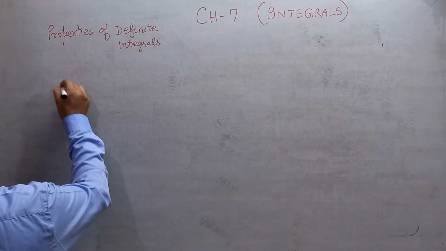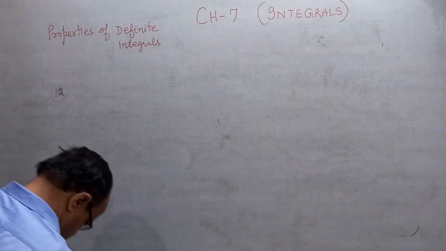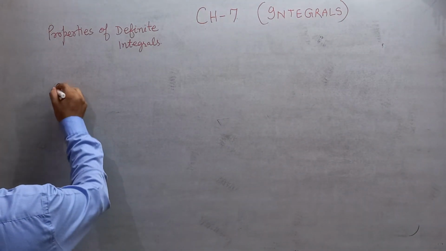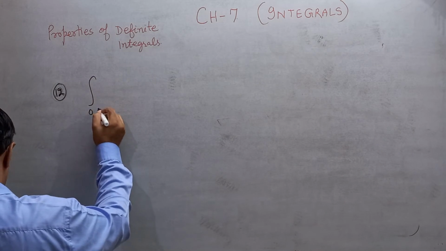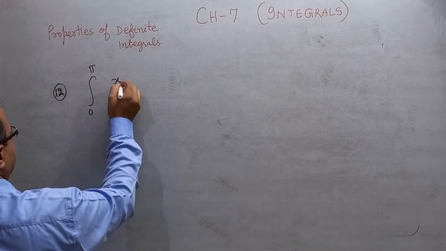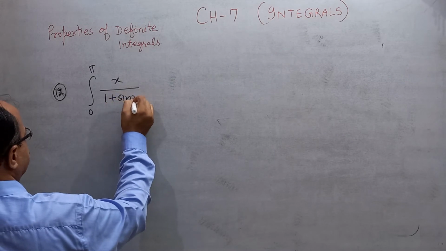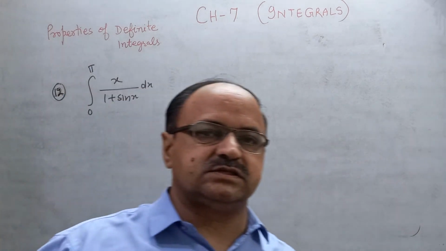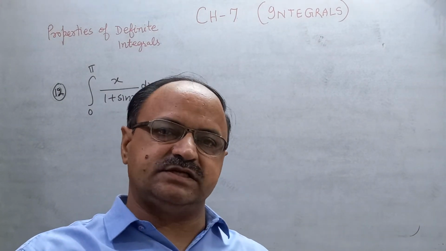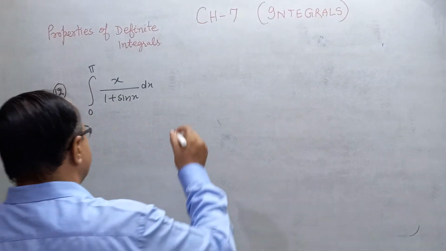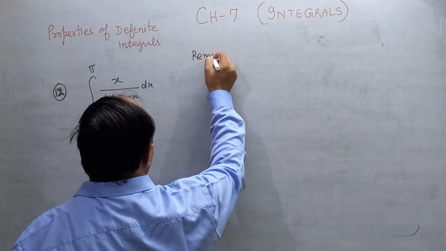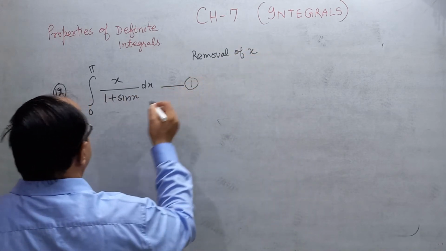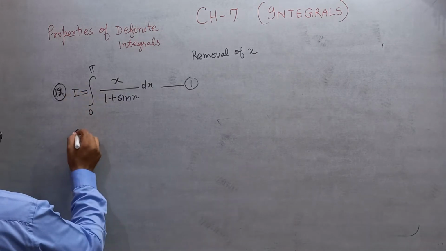Question number 12 here is a different question: integration from 0 to pi of x upon 1 plus sin x dx. This is a different type, removal of x. In this question, x will be present along with a sin function only. This type is called removal of x. In this property, always apply P4.